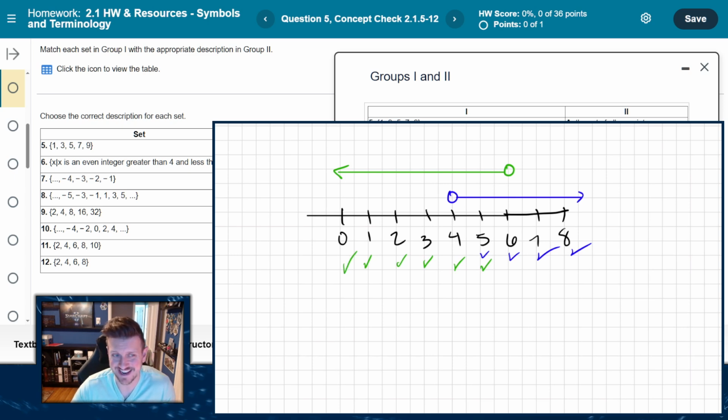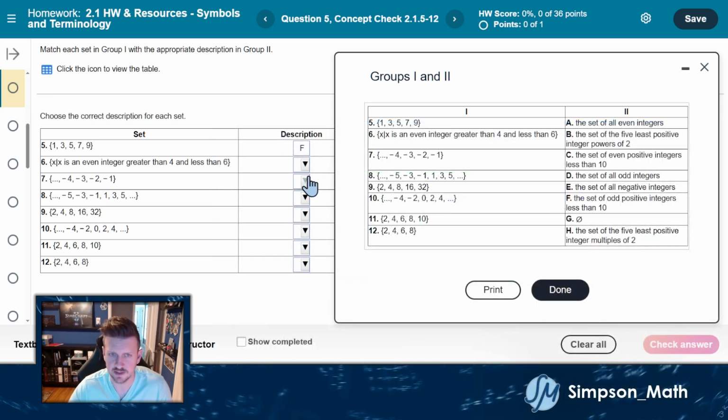But it does say an even number. So not 5 or 7 or 3 or 1. So it would have to be some even number. And notice, even number bigger than 4 would be 6, 8, 10, 12. Even number smaller than 6, not counting 6, would be 4, 2, 0, so forth. So notice how there's no number that represents this. So that's why this is going to be the empty set. Sorry, I misspoke, the empty set. So that letter G.